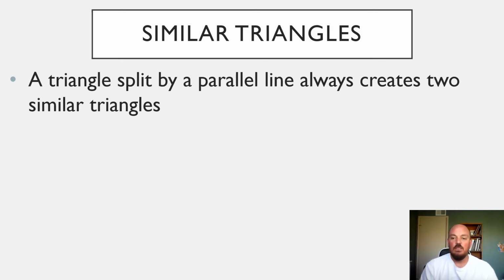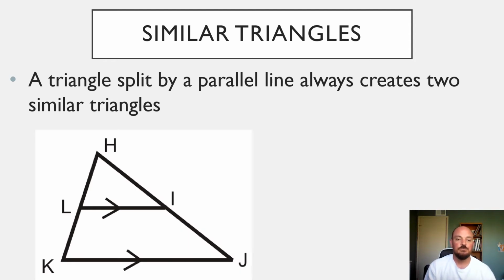Okay, now there's another. It's actually presented in the book as a theorem, but it's really more of a concept I want to explain to you. If you have a triangle and you draw a line down the middle of the triangle that is parallel to one of the 3 sides, any one, it doesn't matter, what it does is it creates 2 similar triangles.